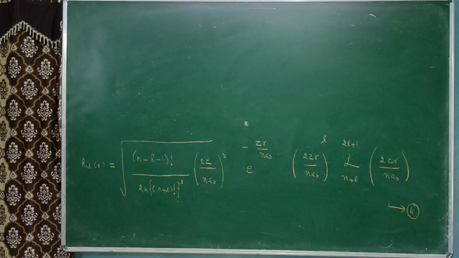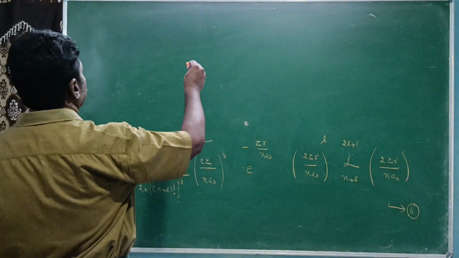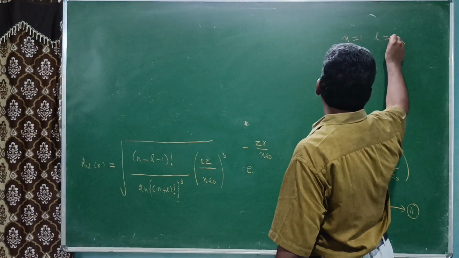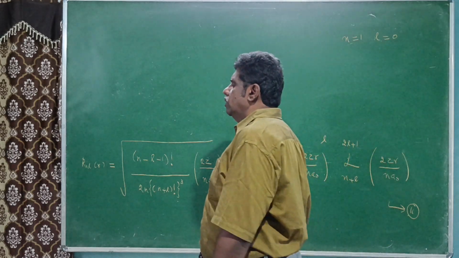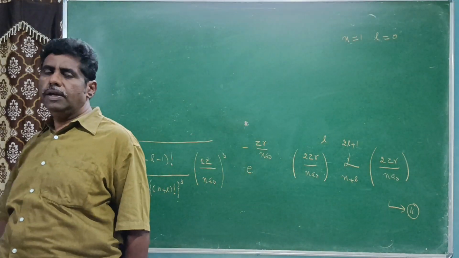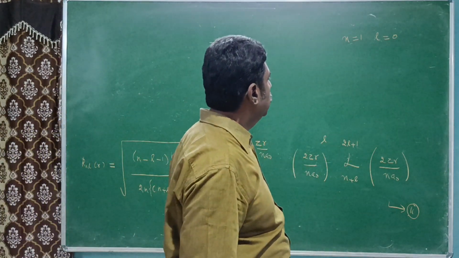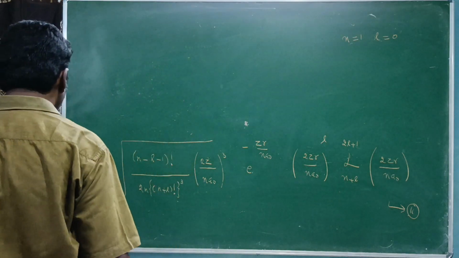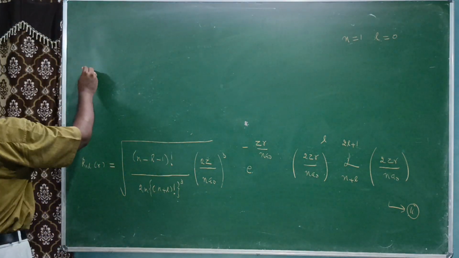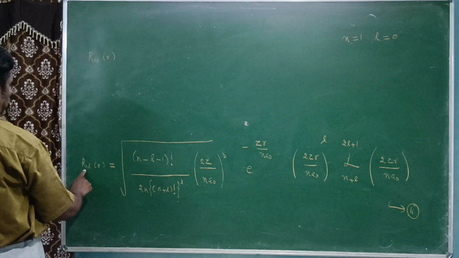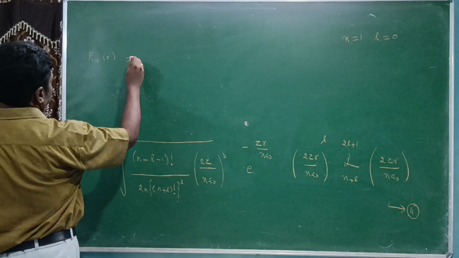From equation 11, we may find out the radial wave function. Suppose n equal to 1, the value of L is equal to 0, because for the given value of n, L can have 0 to n minus 1 values. Here n equal to 1, automatically L equal to 0. Now we have to find out R10 of R, with n equal to 1, L equal to 0.